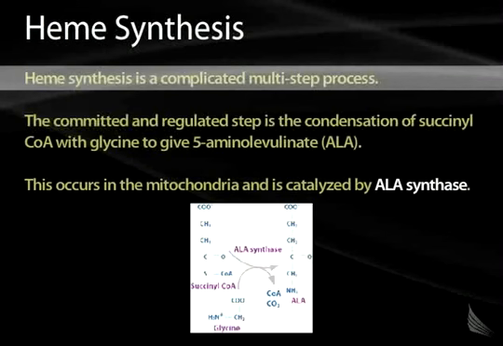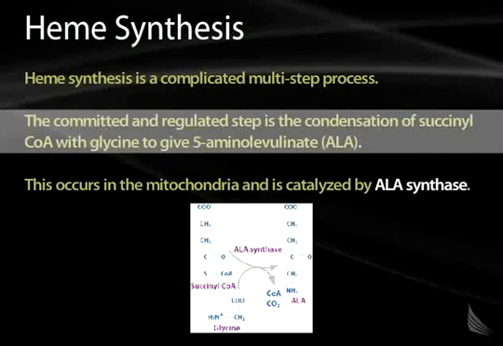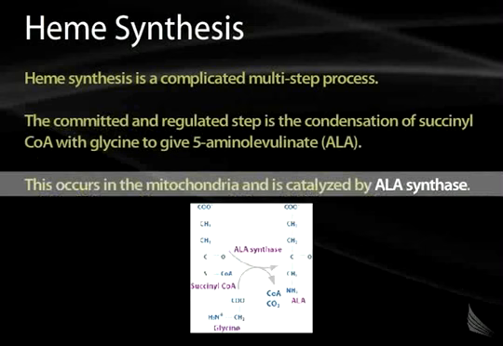Now, heme synthesis, as you can imagine, is a very complicated multi-step process. We're just going to consider a couple of steps. The committed and regulated step, the rate-limiting step, is the condensation of succinyl-CoA, which you can remember comes from the TCA cycle, with the amino acid glycine. The resulting compound is called 5-aminolevulinic acid, or ALA. Now, this reaction occurs in the mitochondria and is catalyzed by an enzyme called ALA synthase.